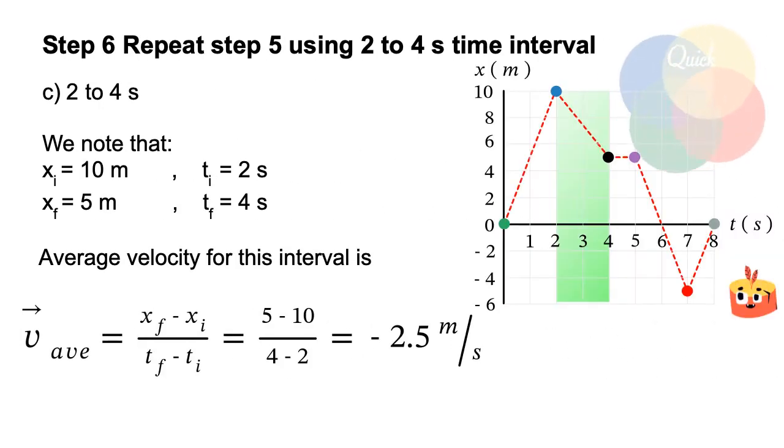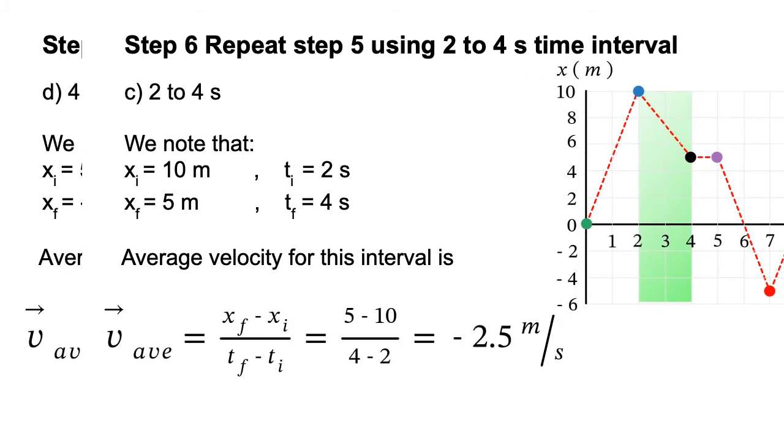Step 6. Repeat step 5 using 2 to 4 seconds time interval. Take note that this time, x initial is 10 meters at initial time of 2 seconds. Plugging in, the average velocity for this time interval is negative 2.5 meters per second. This means that the particle is moving backwards.